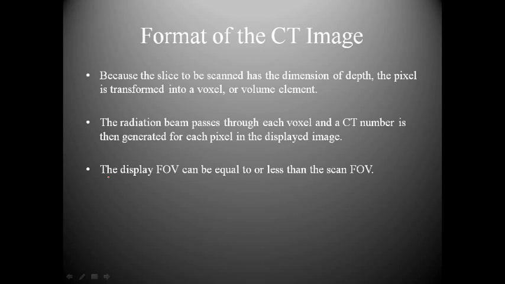Because the slice to be scanned has the dimension of depth, the pixel is transformed into a voxel, or a volume element. The radiation beam passes through each voxel, and the CT number is then generated for each pixel in the displayed image. The display field of view can be equal to or less than the scanned field of view.